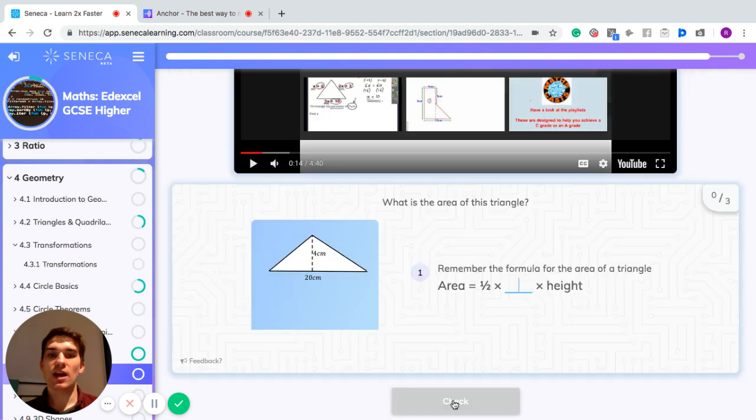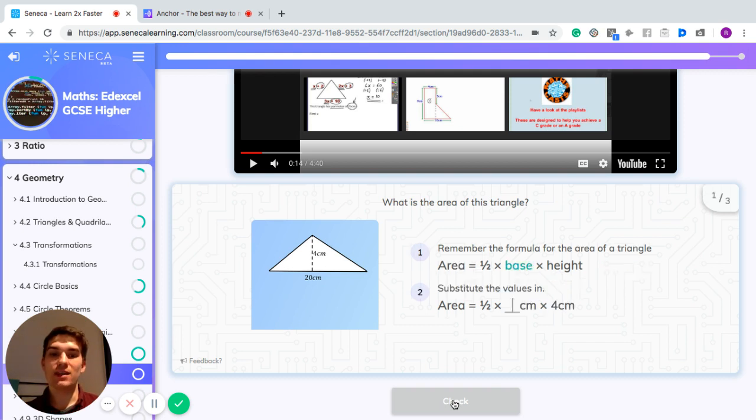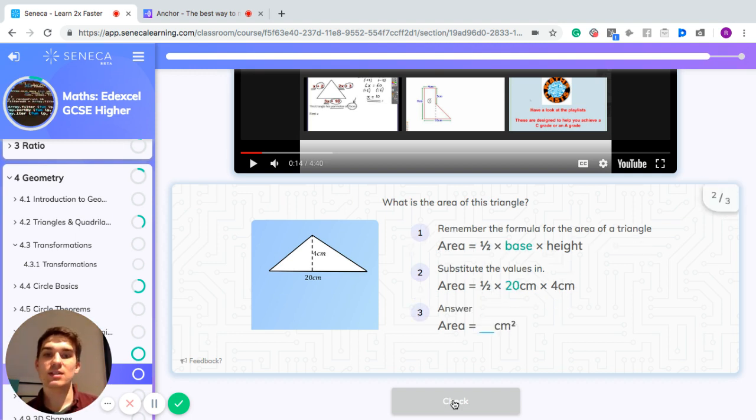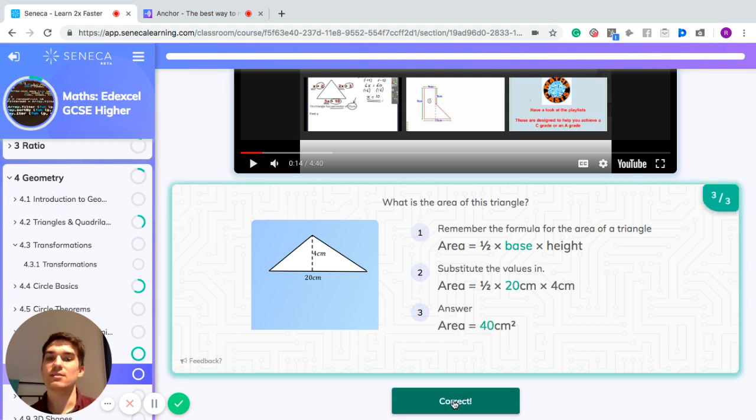And if we want to calculate the area of a triangle, but we don't have an angle, we've just got the base and the vertical height of the triangle, we can use the formula area equals half base times height. We substitute in those values. So the base in this question will be 20 centimetres and the height will be 4 centimetres. So we do a half times 20 times 4, which will give us 40 centimetres squared.